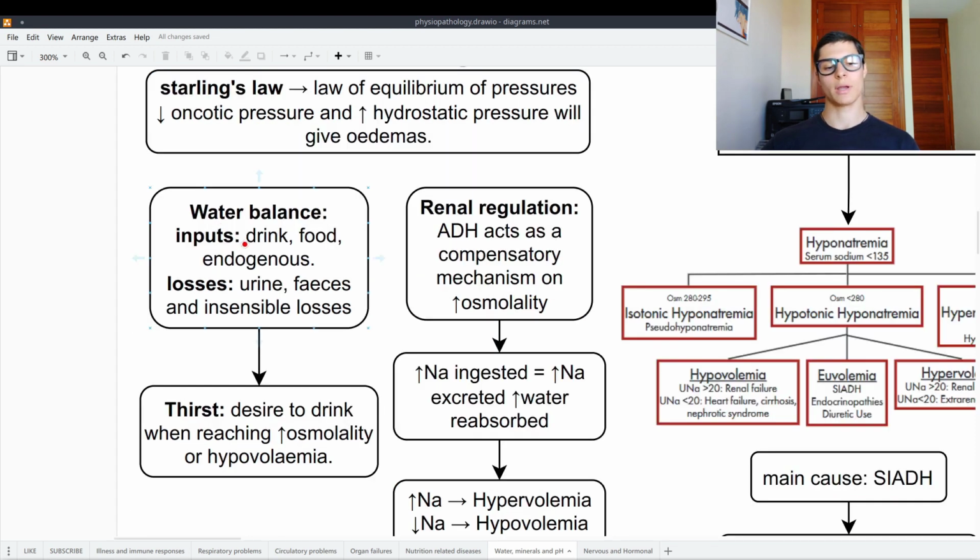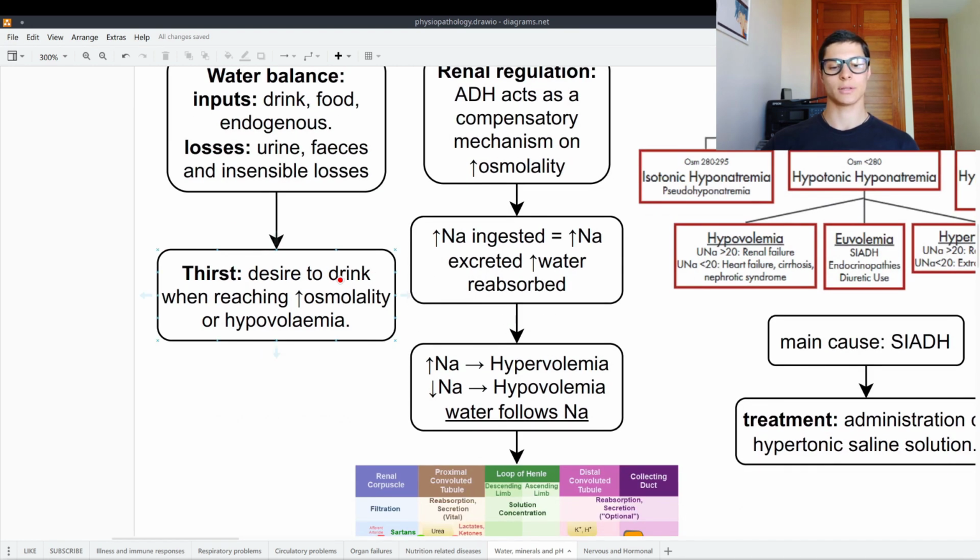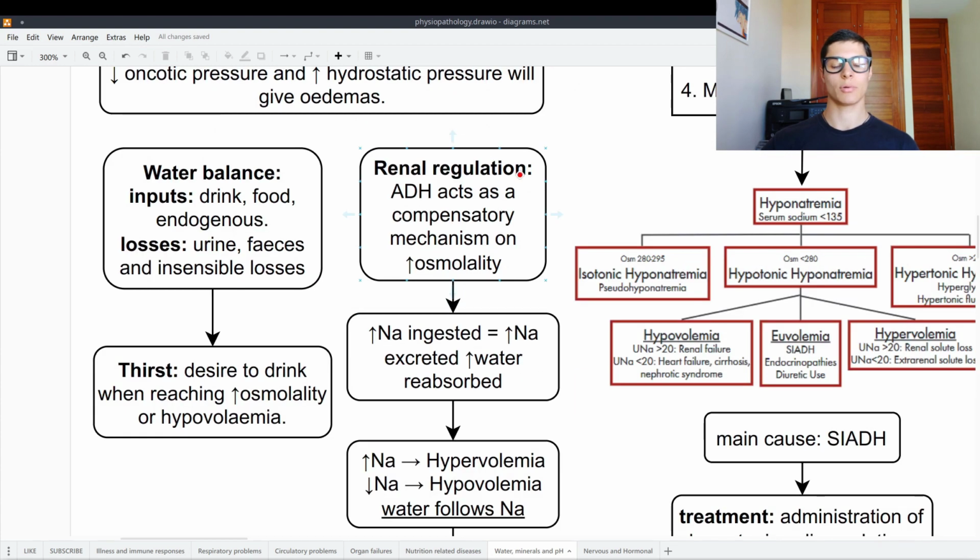medium. Water balance. We have the inputs through drink, food and endogenous production of water, as well as losses, urine and feces mainly, but also insensible losses through the skin or when breathing. First is the desire to drink when reaching a higher osmolarity or hypovolemia, so low blood volume. Renal regulation of water inside our body is through the ADH, the antidiuretic hormone or vasopressin. It acts as a compensatory mechanism when there is high osmolarity, impeding the water excretion through the urine.